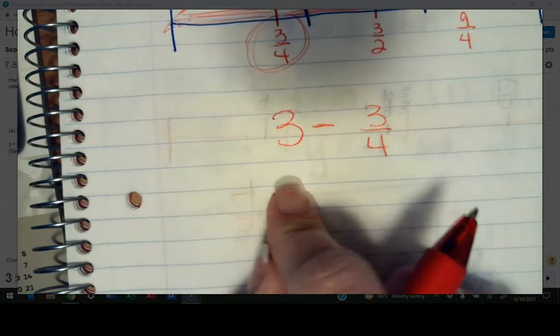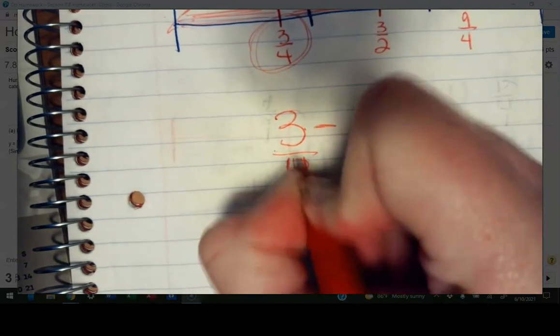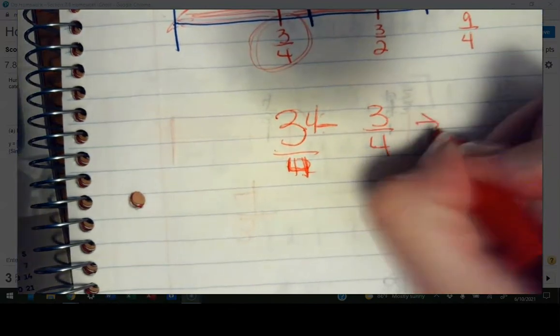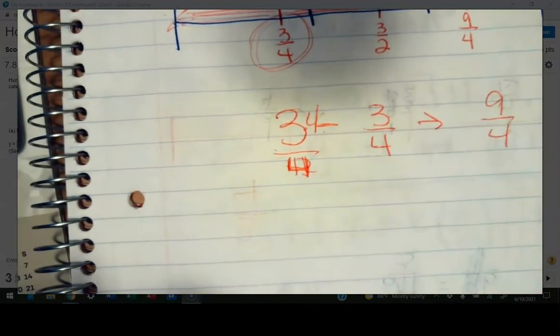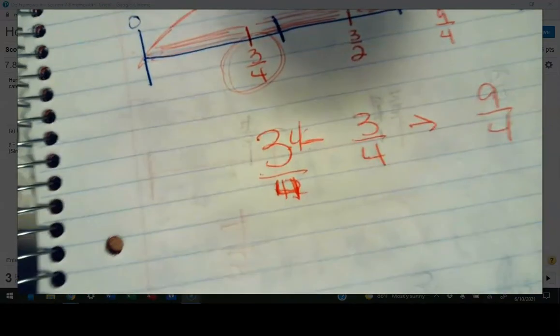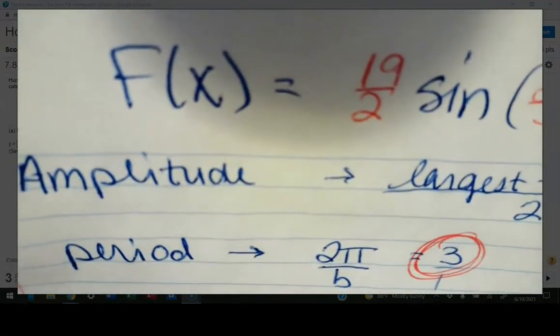So I get 12/4. Do I get 12/4? I need a 12 here. No, I know. I need a 4 here. Can you tell I'm exhausted? So I get, yes, 12/4 minus 3/4 is 9/4. So I have a positive phase shift of 9/4 of a unit, which means we have almost filled this thing in.